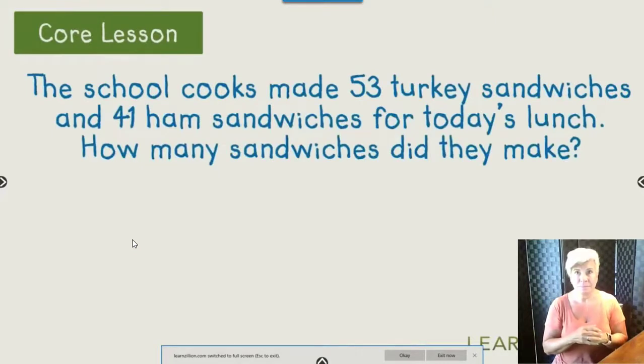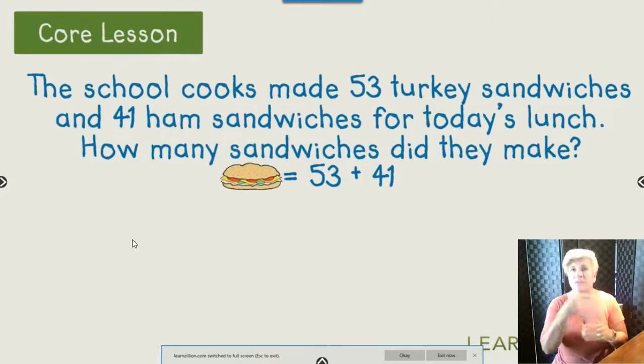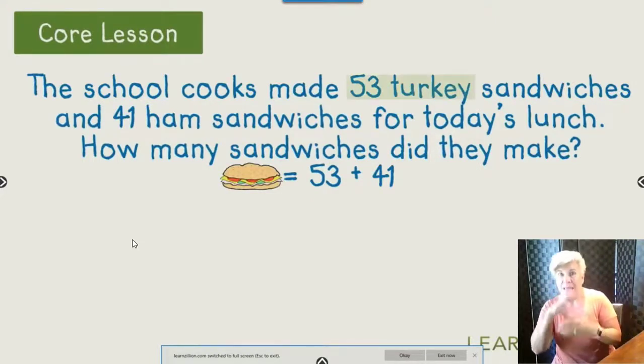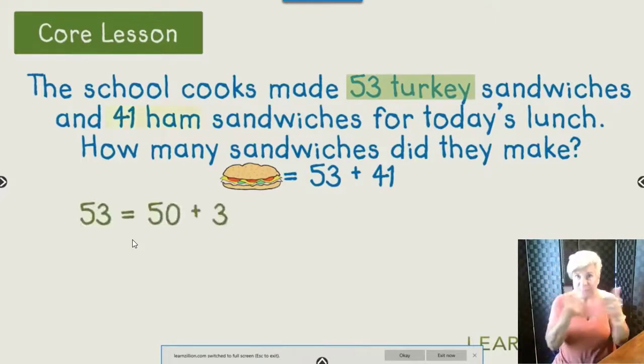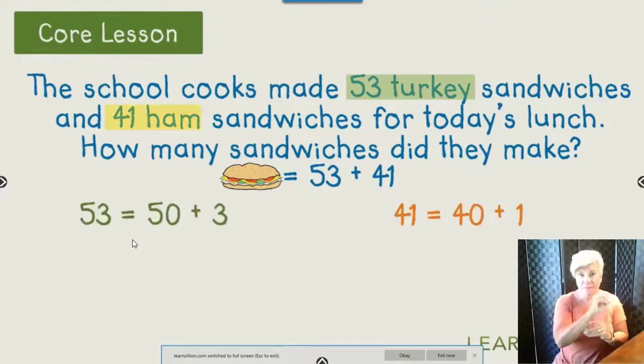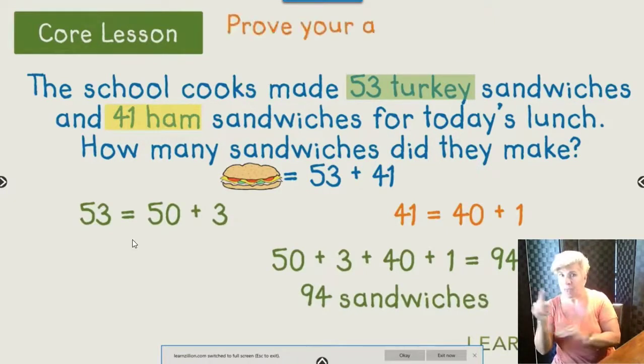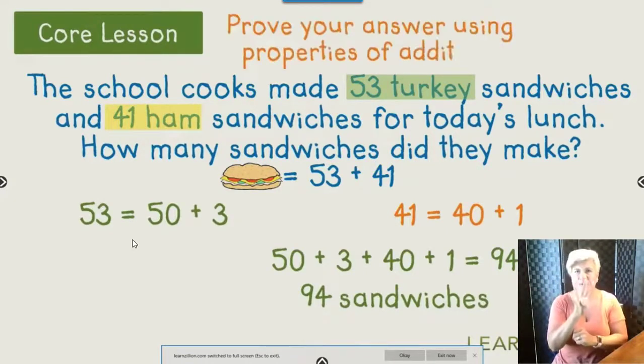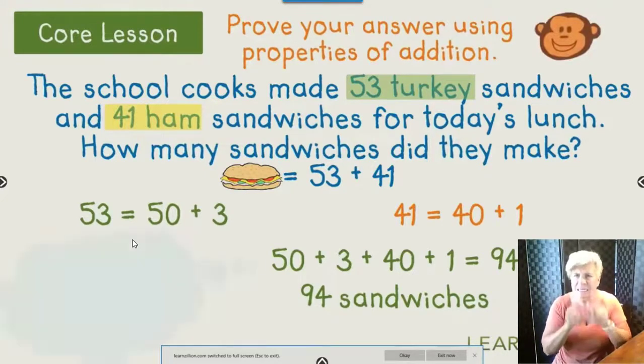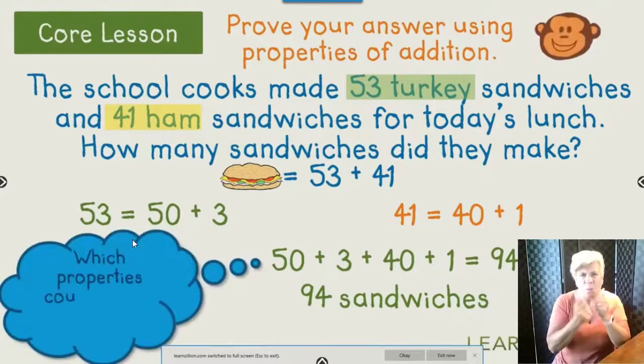The monkey solved the sandwiches problem. He knew it was an addition situation because he's putting 2 different kinds of sandwiches together. The monkey broke apart each number into tens and ones, and then he added them all together and got an answer of 94 sandwiches. How could he use the properties of addition to explain his answer? Well, what are the properties of addition that could help him?